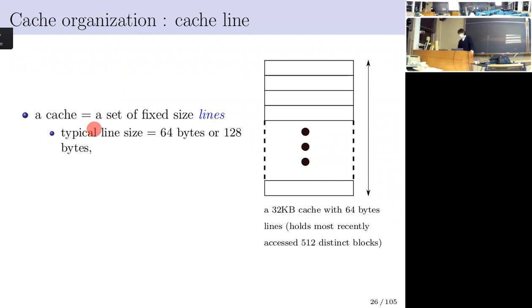A cache is organized as a set of fixed size lines. This is called a cache line. A typical single line size is 64 bytes or 128 bytes. In most, if not all, Intel processors, as far as I know, the cache line size is 64 bytes.